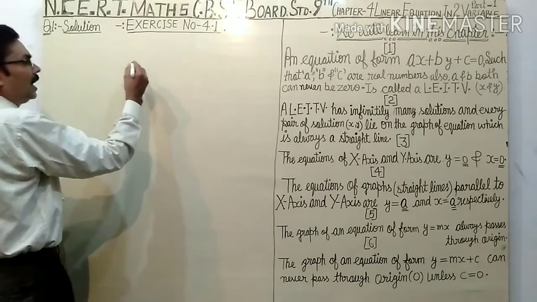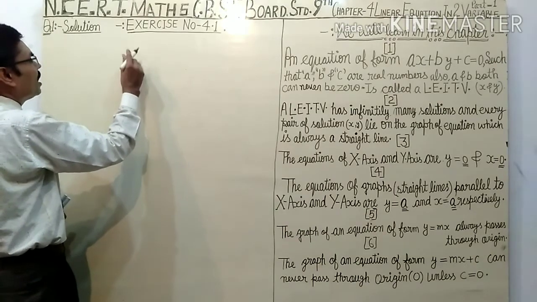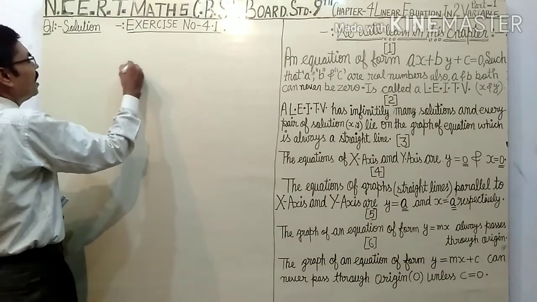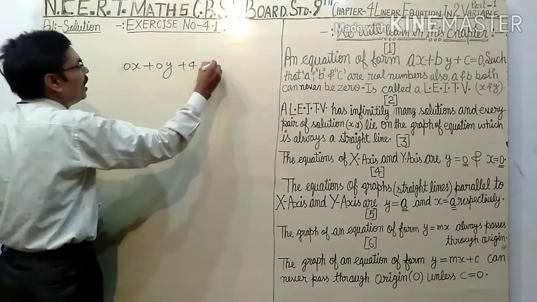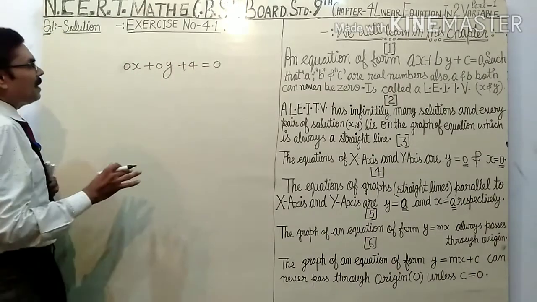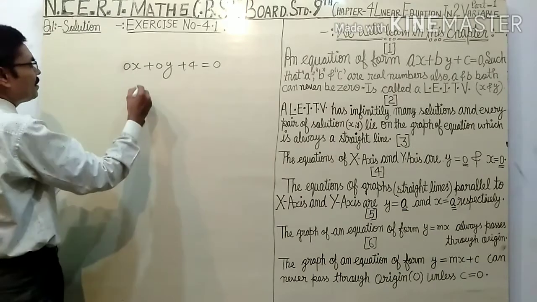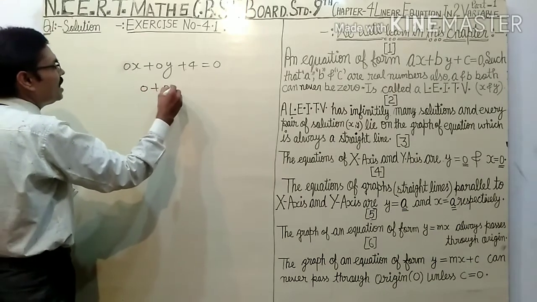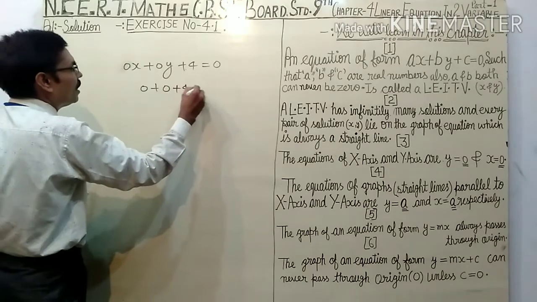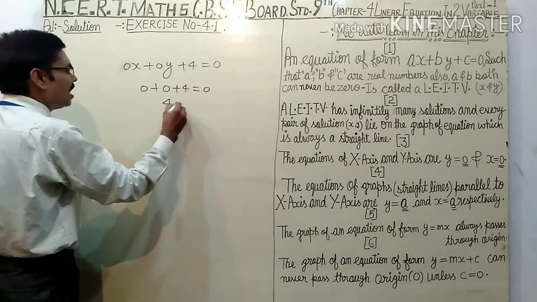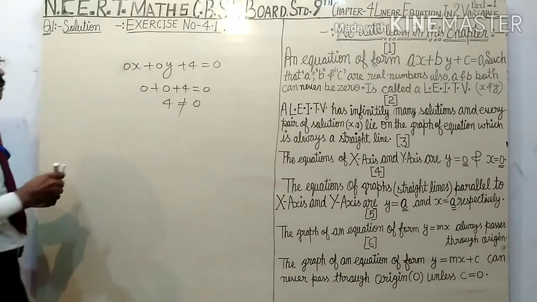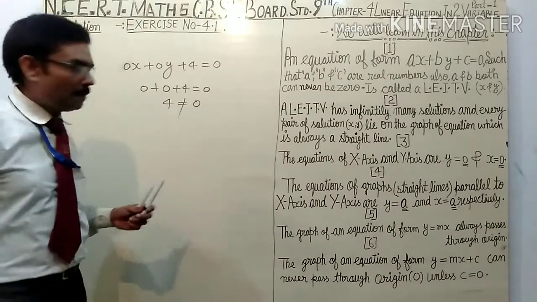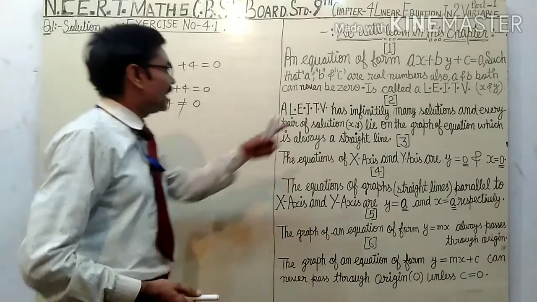If I have written 0x plus 0y plus 4 equals 0, this can never exist, because 0x means 0, 0y means 0, and then 4 equals 0. This is not valid because 4 can never be equal to 0. Hence, this situation will never come. Now refer to the second point.